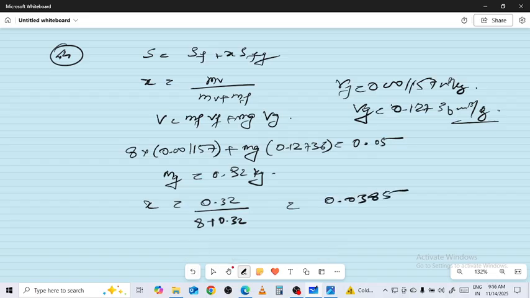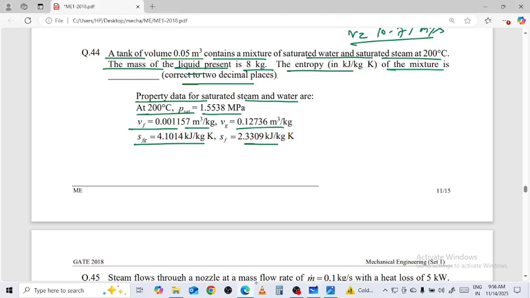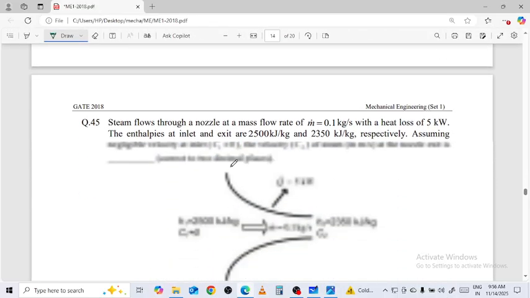From here we calculate the entropy: 0.3309 plus 0.035 into the SFG value, giving 0.104.480 kg. Easy. Next question.